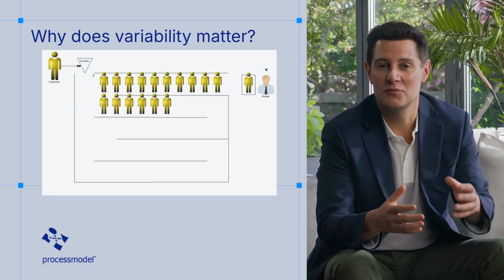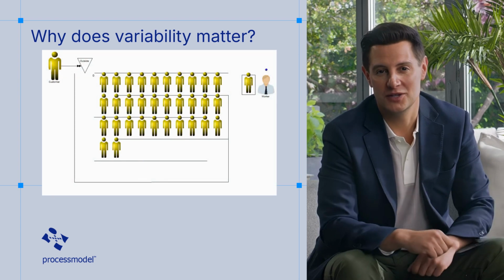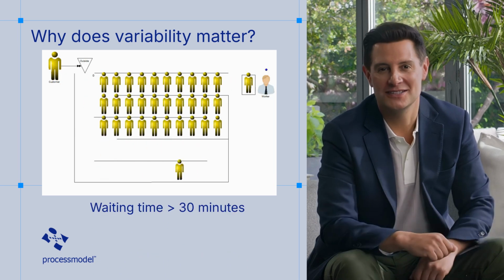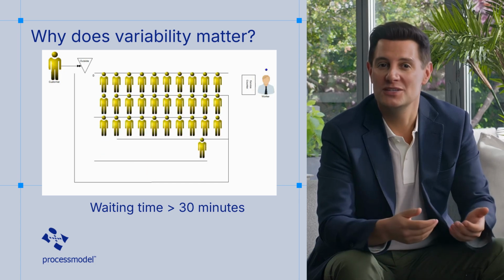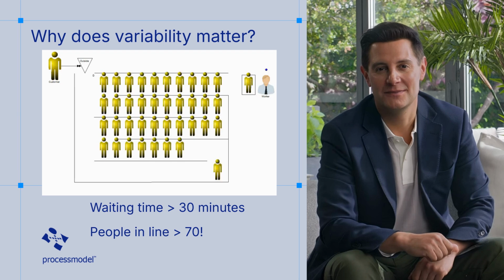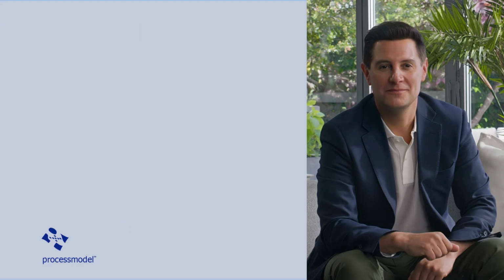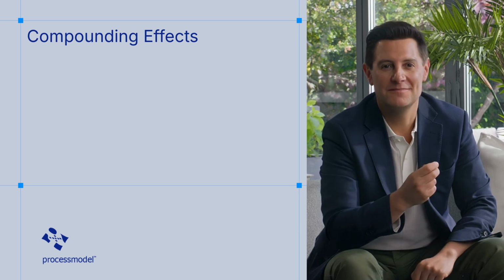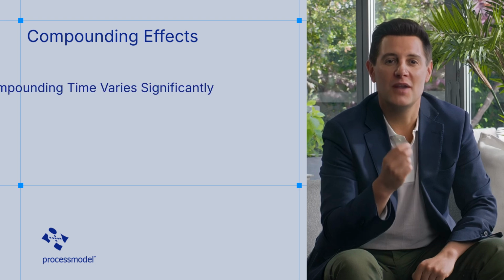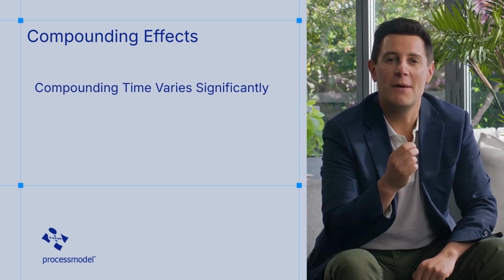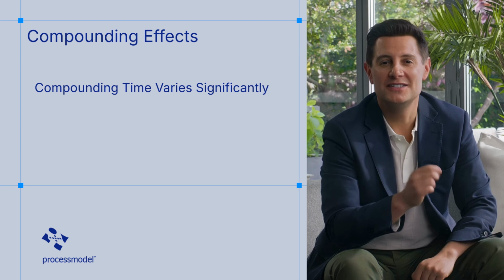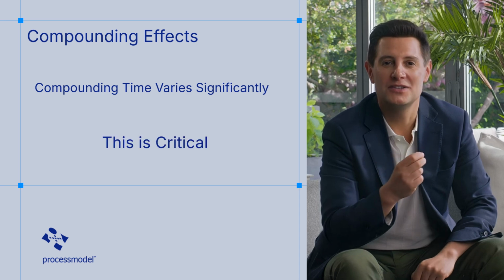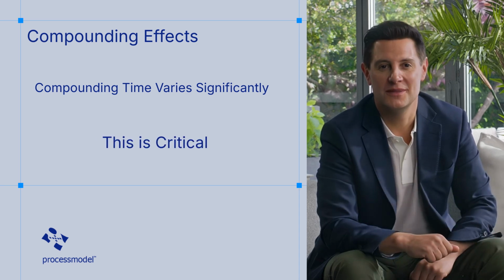When we simulate this with variability, we see a totally different picture. Instead of 0 wait time, people might wait 30 minutes. Instead of one person in line, we might see 70. We didn't cherry pick a worst-case scenario. This is just math. Anytime you have two or more variable components next to each other, the compounding delays create bottlenecks you can't see with averages. Representing variability is the only way to see the actual behavior of your system.